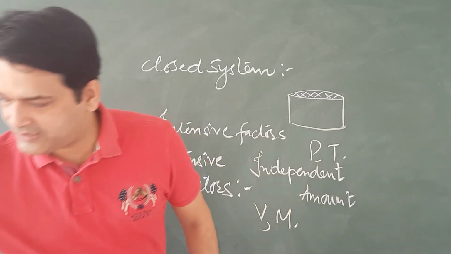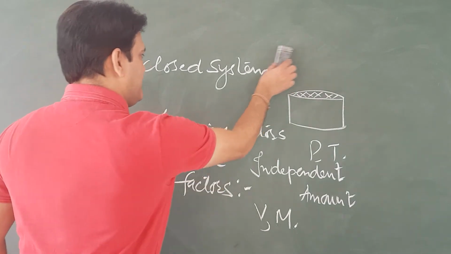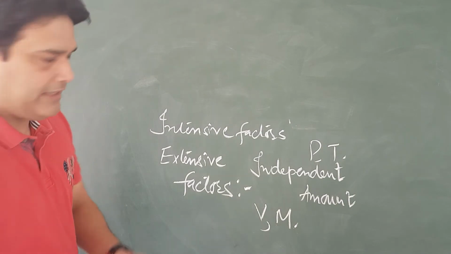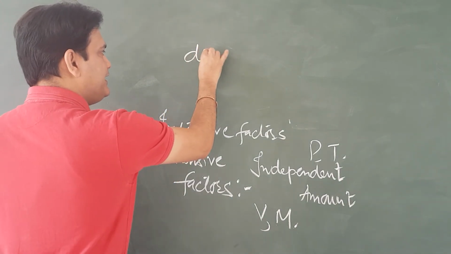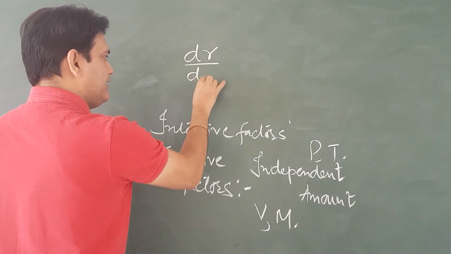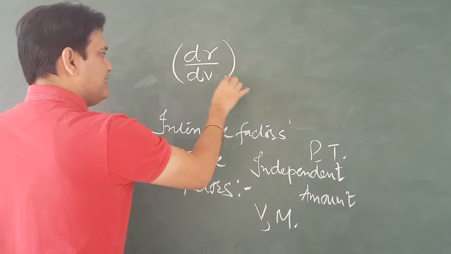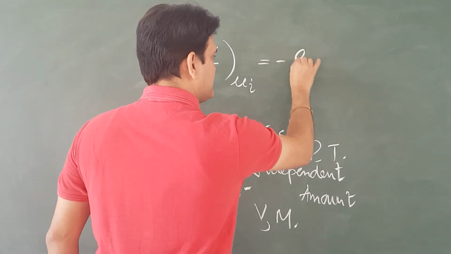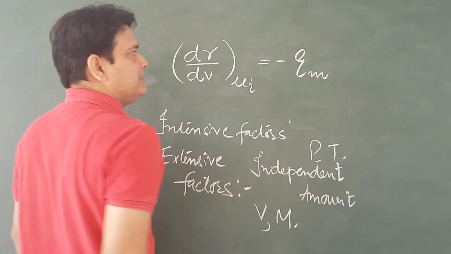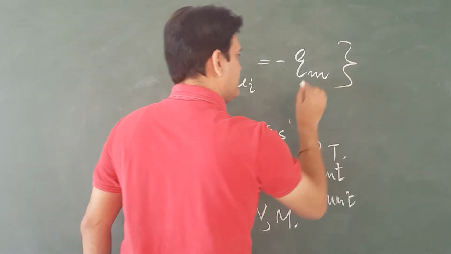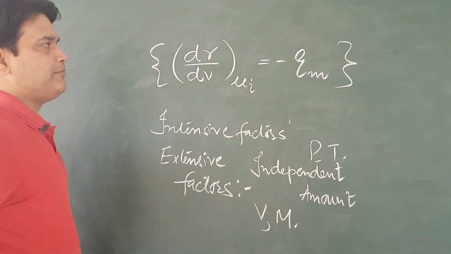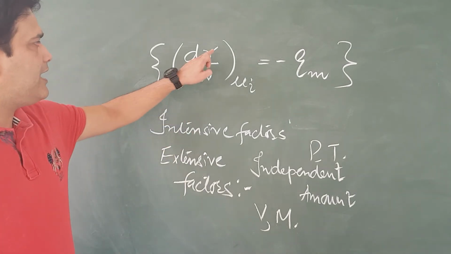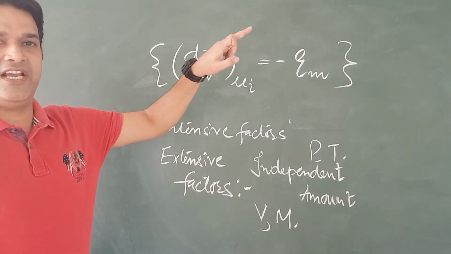And now what the Lippmann equation actually is: it is d gamma by dV at constant potential is equal to minus Qm. This is the Lippmann equation. And here gamma is the interfacial tension.